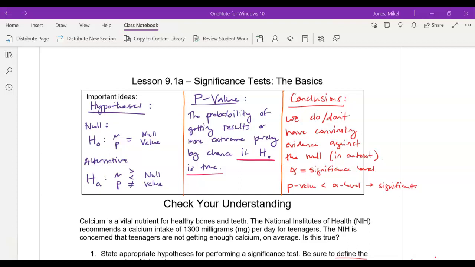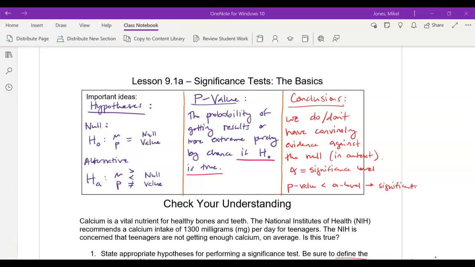The p-value is the probability of getting results this extreme or more extreme purely by chance, assuming that the null hypothesis is true. Based on that p-value, if it's a low p-value, then we would have convincing evidence against the null. If it's not a low p-value, then we just don't have convincing evidence against the null.